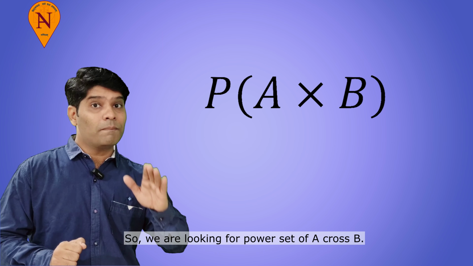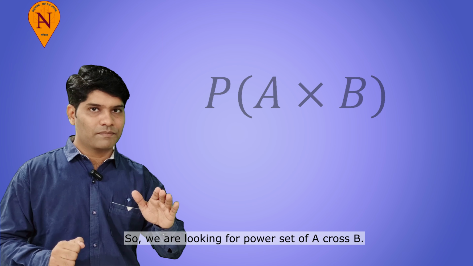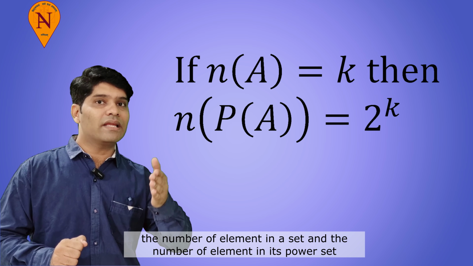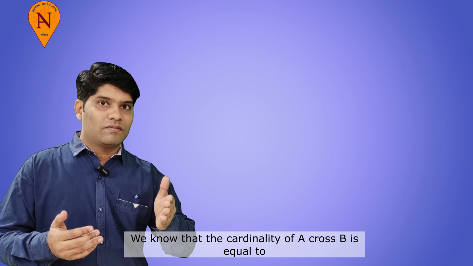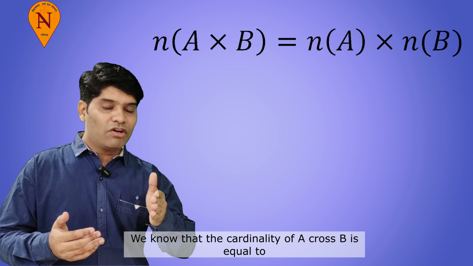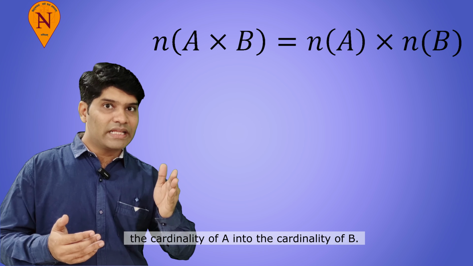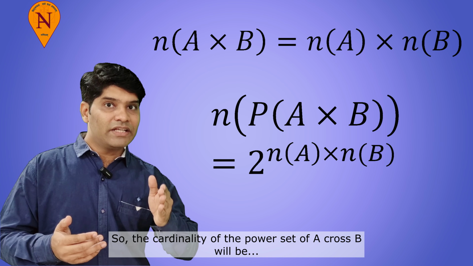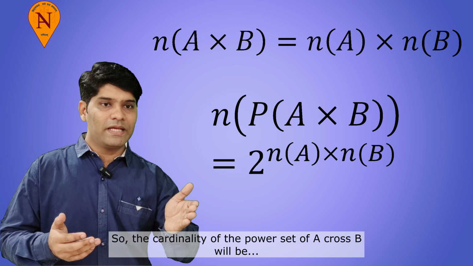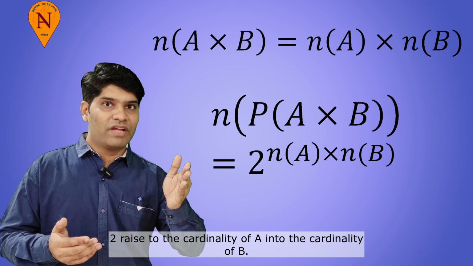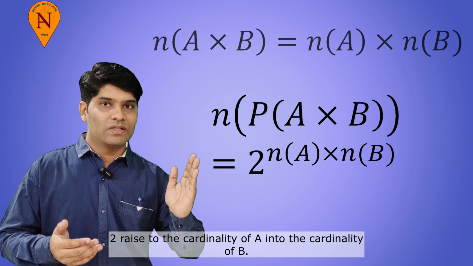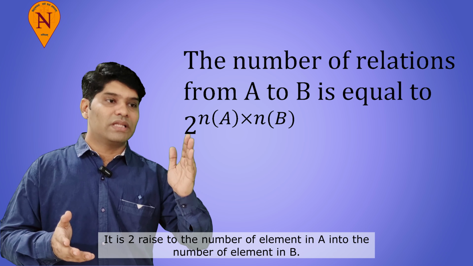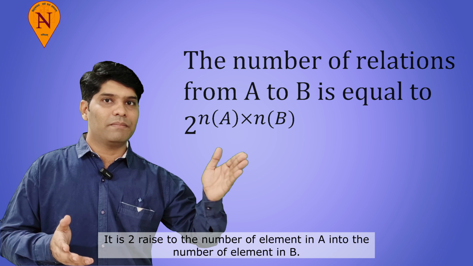So we are looking for the power set of A cross B, but we already know the relation between the number of elements in a set and the number of elements in its power set. We know that the cardinality of A cross B is equal to the cardinality of A into the cardinality of B. So the cardinality of the power set of A cross B will be 2 raised to the cardinality of A into the cardinality of B. So how many relations are possible from A to B? It is 2 raised to the number of elements in A into the number of elements in B.